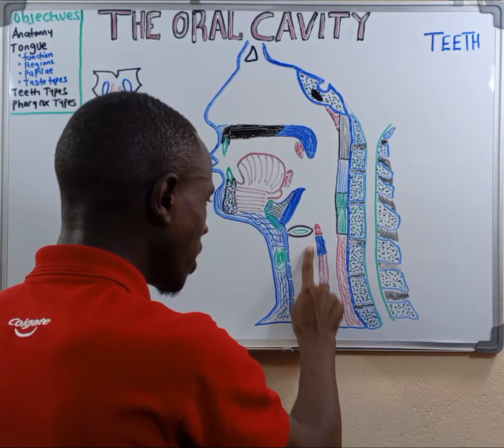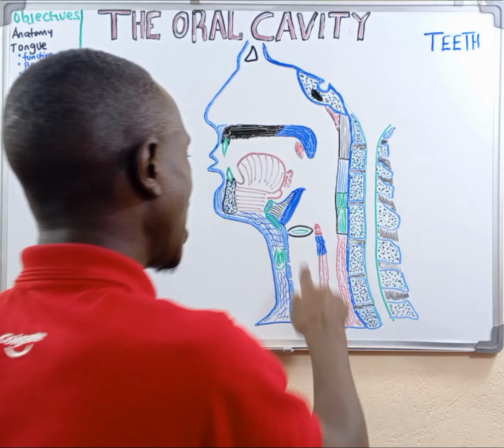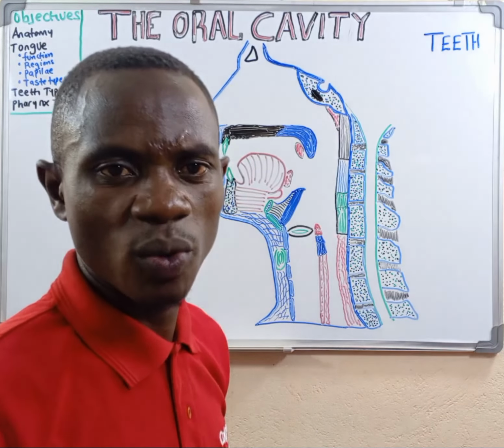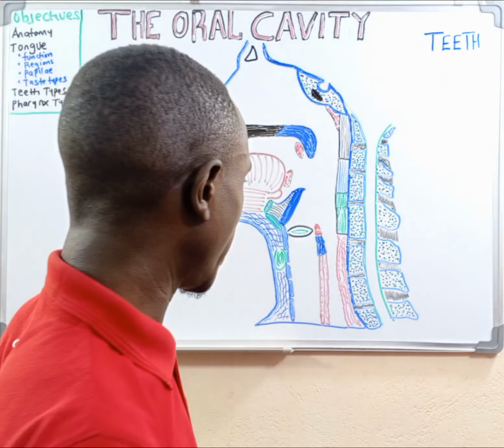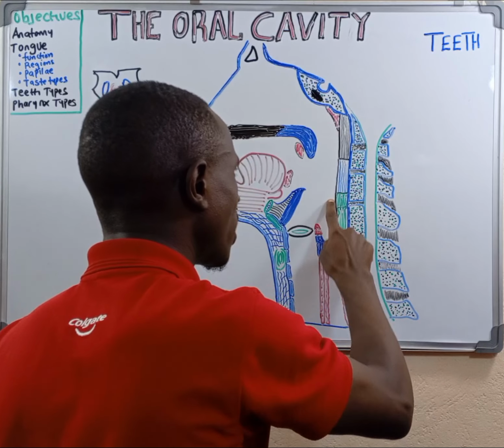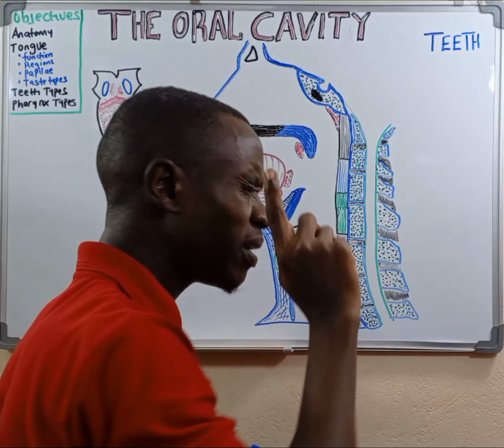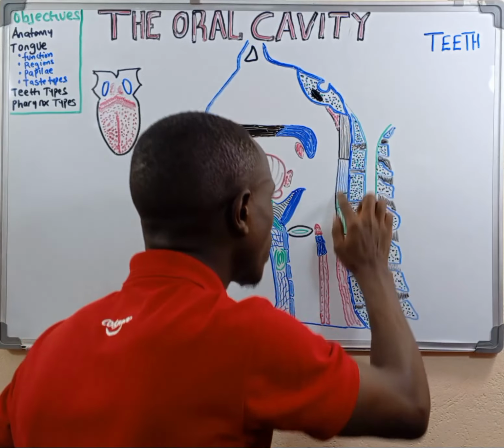You know how we call this structure here? This structure allows the passage of air into the lungs. And how do we call this structure? This structure is what we call the trachea, or we may even simply call it the windpipe. Okay? And then at the back, we have this muscular structure, a very important part of the alimentary canal. You know how we call this structure here?